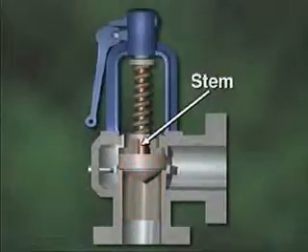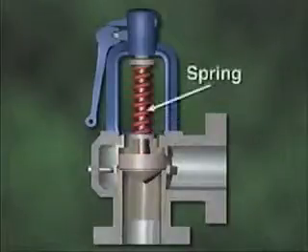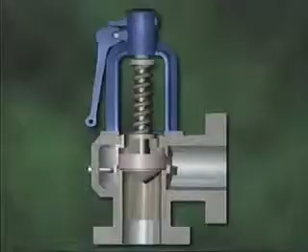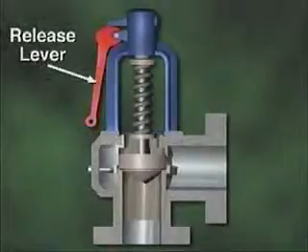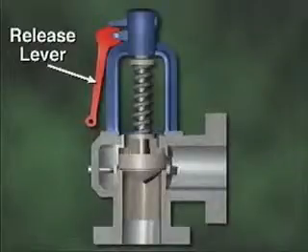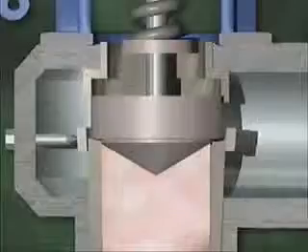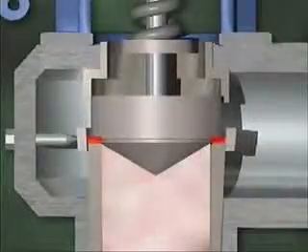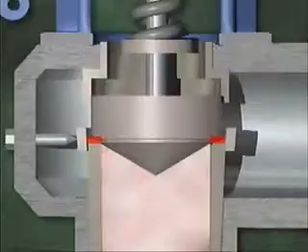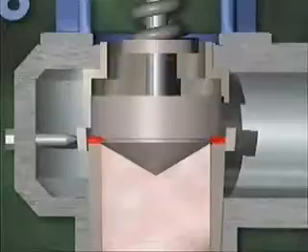The disc is mounted on a stem. A spring holds the disc in place, and the valve stem transfers tension from the spring to the disc. The release lever is used to trigger the valve manually while the system is operating to make sure that the valve works properly. The disc has a lip or shoulder that isn't exposed to system pressure when the valve is closed. The lip of the disc sits above the huddling chamber.